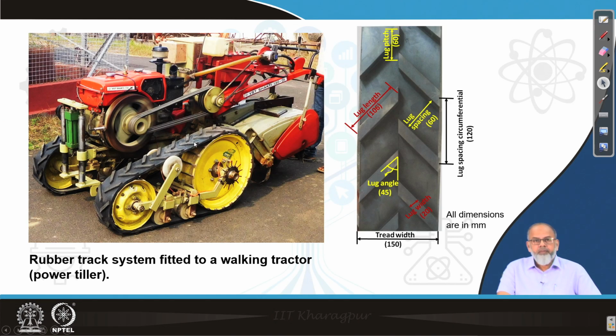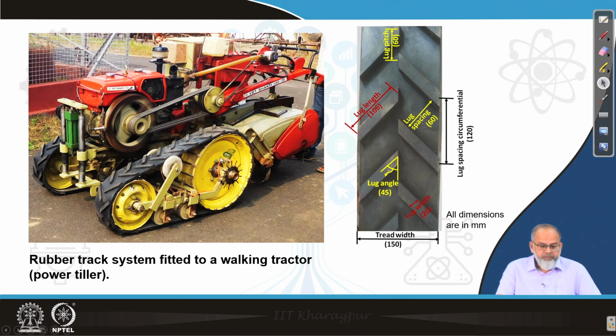This is the power tiller which has been converted to be fitted with tracks, and the track details are given in the right figure, where the lug height, lug angle, and the pitch of the lug are given. The tread pattern and the lug patterns provided in the track are nearly the same.